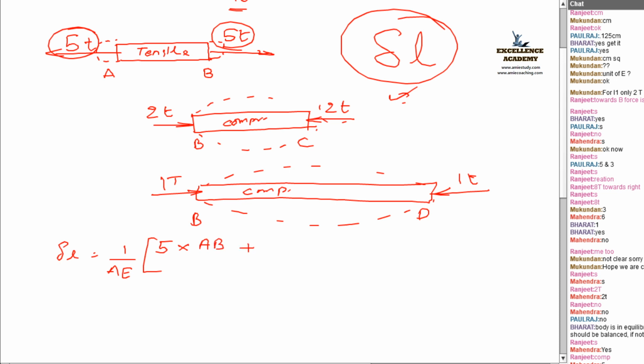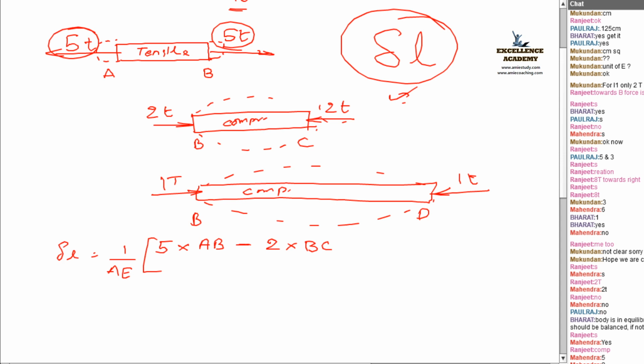Plus. Next, you have to consider the second one. Is it plus? No, it should be minus sign. Why? Because it is a compressive one. What is the compressive force there? 2. 2 into BC, yes, minus. What about the next force? 1. 1 into BD. Why do I take minus sign there? Because that is also compressive.